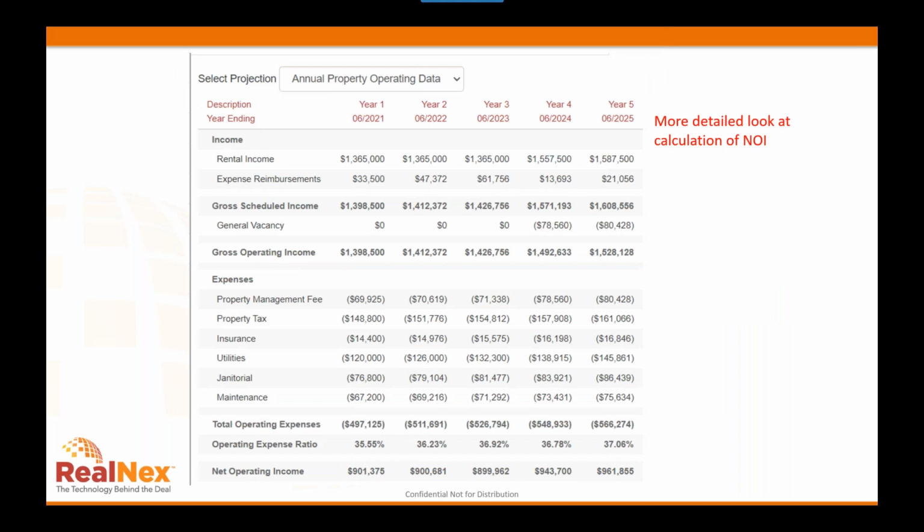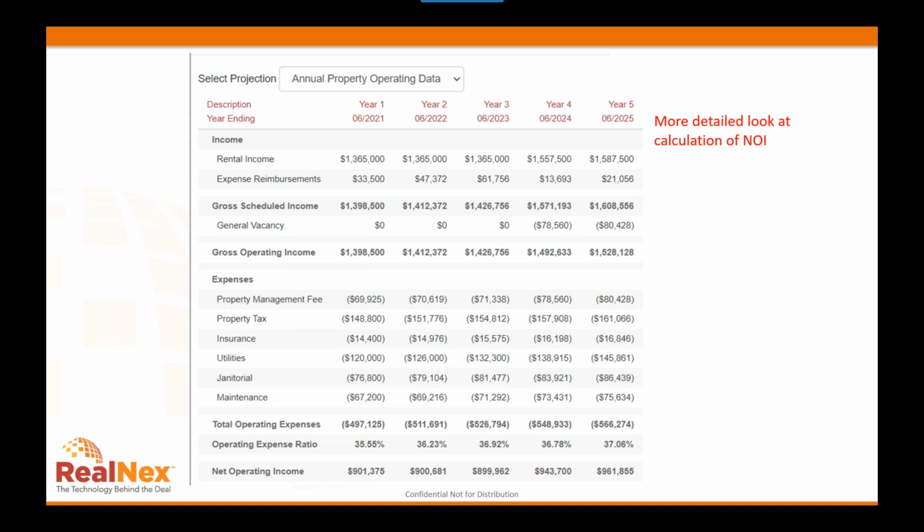So here's some more detail on the operating data each year. We're starting off with our rental income. And remember, we have expense reimbursements that are added back to that. So we add back our expense reimbursements. That gives us our gross scheduled income, which is what we started with on the previous one. But remember, the reimbursements are like additional rental income. It's just that you're getting it from the reimbursement of those expenses.